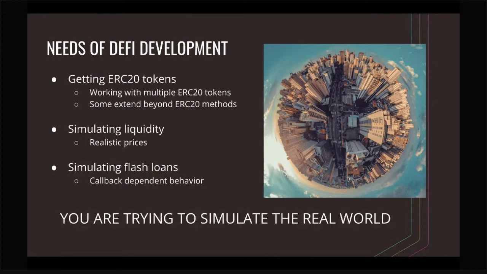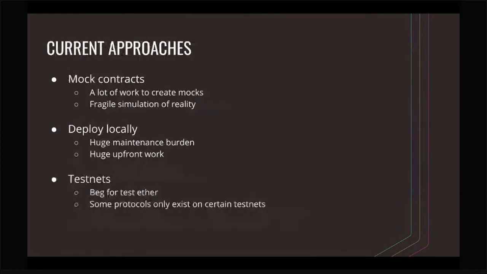So at the end of the day, the point is you're trying to simulate the real world, right? And I'm sure Elon will be very excited to hear about this. But the fact of the matter is it's really difficult to simulate the real world, and it's just not quite tenable, right? So what are some of the current approaches?